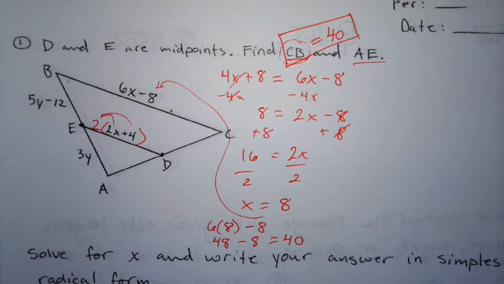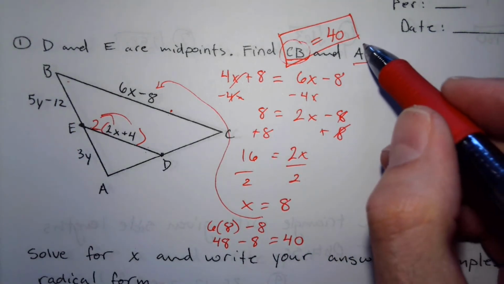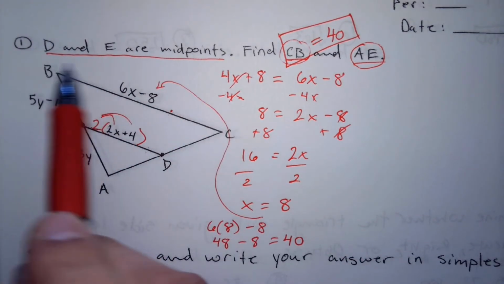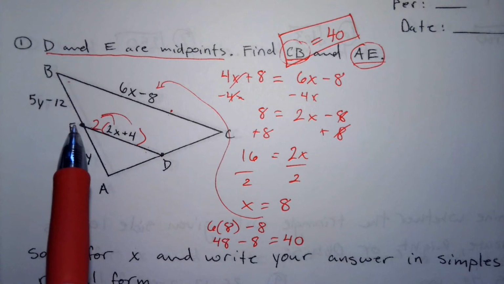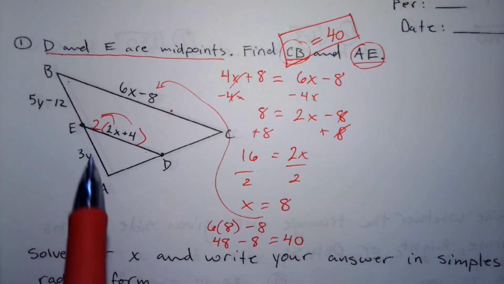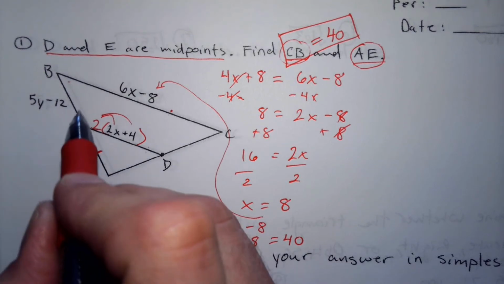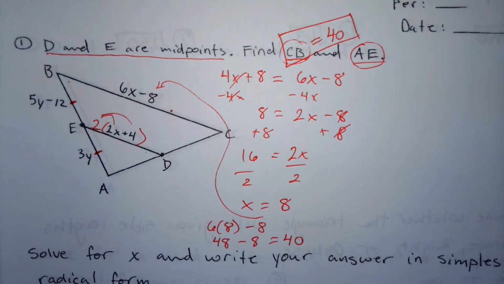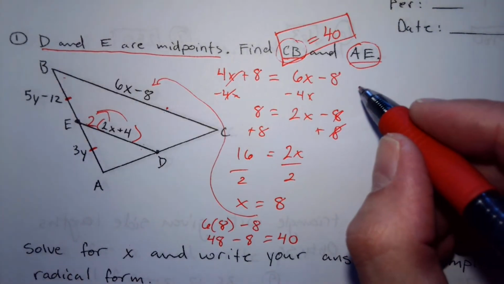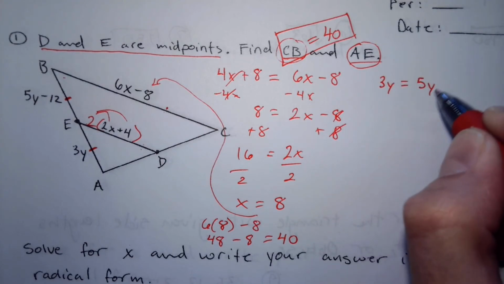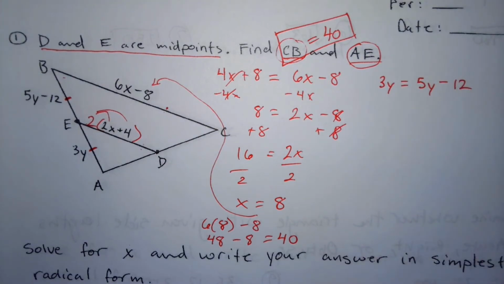That's the large portion. So for AE, well, it says right here, D and E are midpoints. Here's E. It's the midpoint of AB. So that means these two segments are congruent. If things are congruent, we can set their expressions equal to each other. So just 3y equals 5y minus 12.